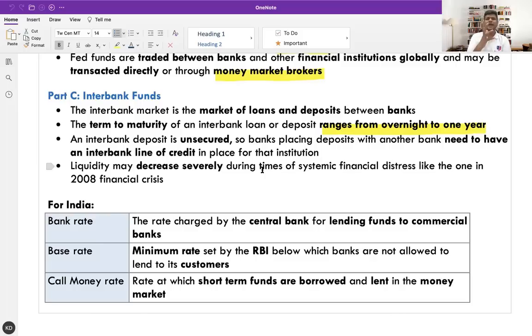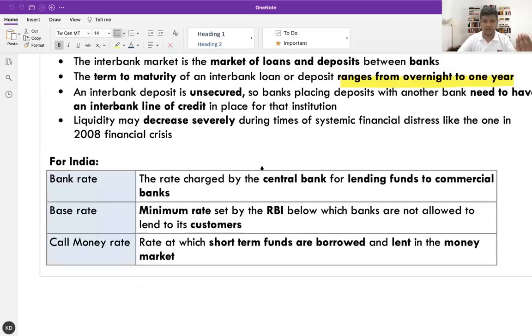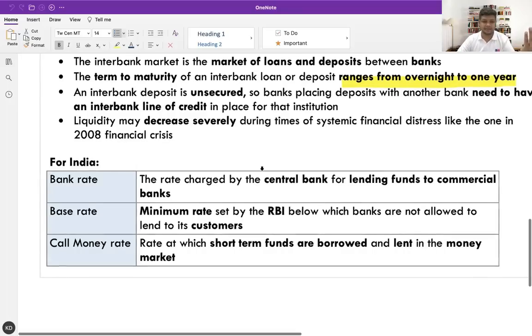Yes. Now there are some quick rates just for your reference, not related to the CFA syllabus. Because we are discussing banks and bank-related rates, I'll use some terminologies here for the Indian banking system. I'll repeat, these are not related to the CFA exam. This is just from my end, because I feel that we should know what these rates are.